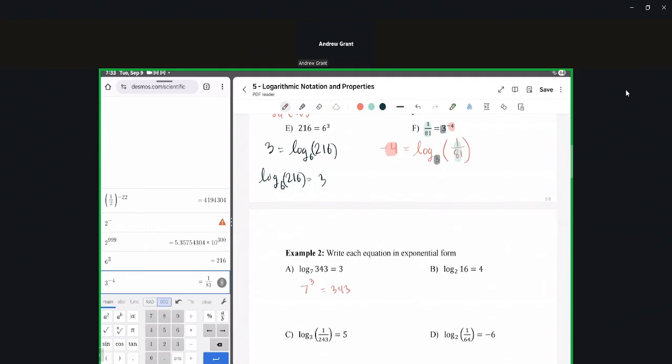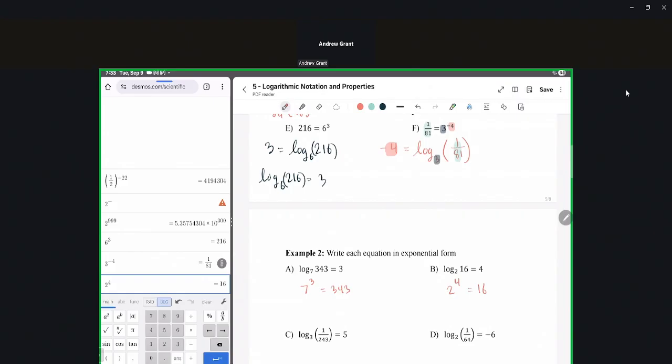What about log base 2 of 16 is equal to 4? Well, we would say that 2 to the power of 4 equals 16. Again, we're just mimicking the exact same steps that we had from before. If you're ever unsure, go ahead and type these in just to make sure that it works for you. So here, 2 to the power of 4 is going to give us 16.